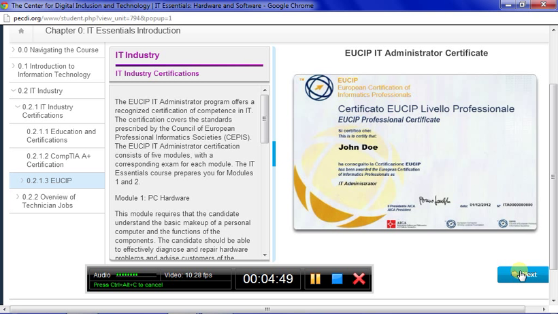The other certification, which I'm not going to really spend any time on, is the EUCP certification, and that is the one that is from the Council of European Professionals of Informatic Societies. So we're not going to really spend a lot of time on that one.